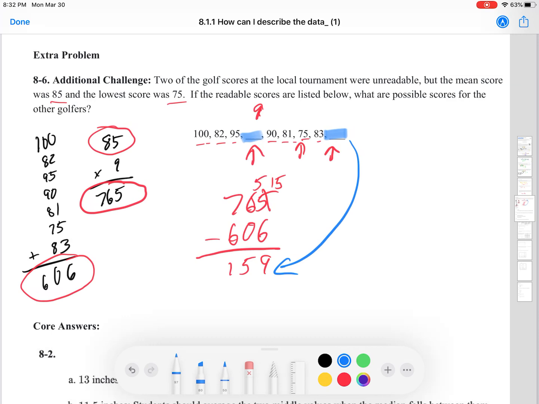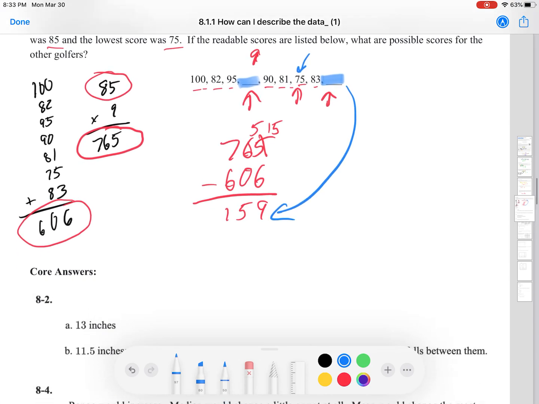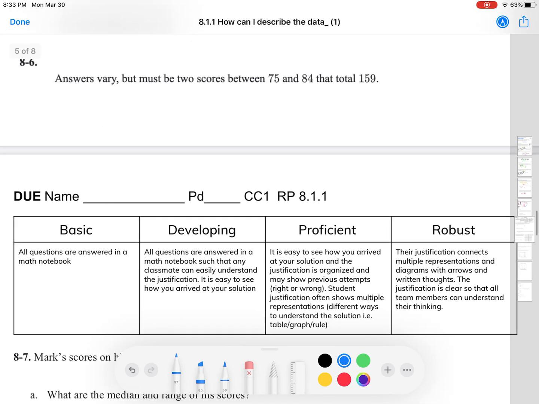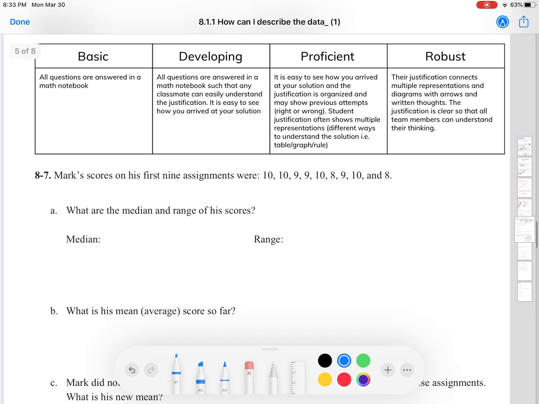So I don't care actually what those 2 scores are, as long as they add up to 159. Now, they cannot, however, be smaller than 75. So you can pick any 2 numbers outside of that, okay? Down below here are the answers that you can look at. There's that homework. Be sure to show your work. That's super important for you to kind of earn that credit for that. And if you have any other questions, anything else, please let me know.